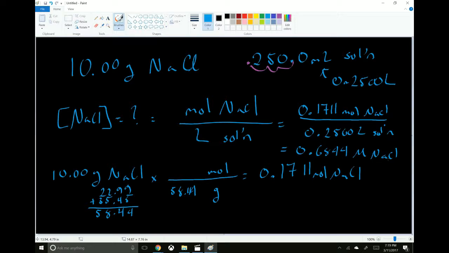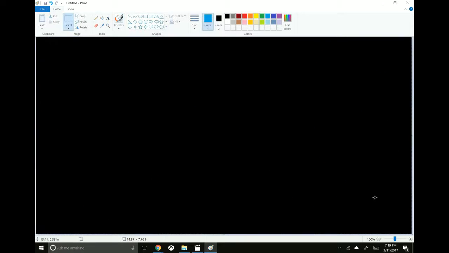We often work with much less concentrated solutions. To give you another bit of perspective, 1 molar HCl has a pH of -1. So that's very, very acidic. 1 molar is pretty darn concentrated. 0.6844 molar sodium chloride isn't as concentrated. Let's see if I can give you some perspective.